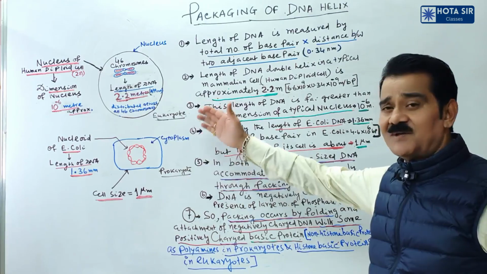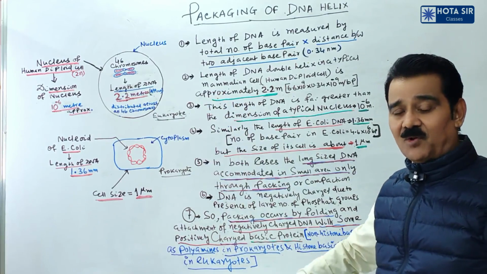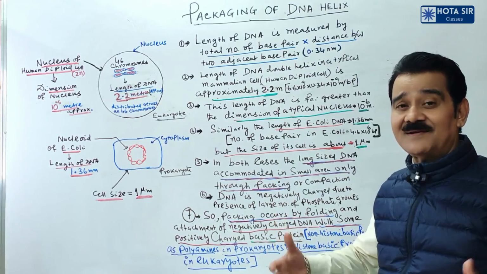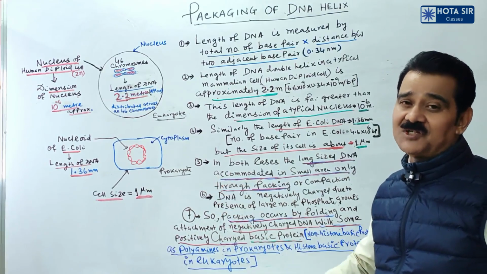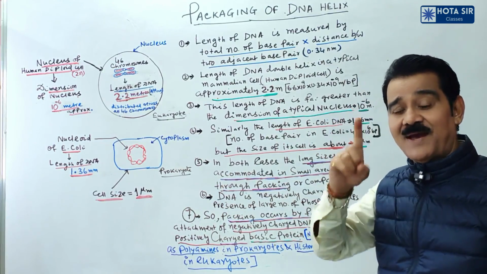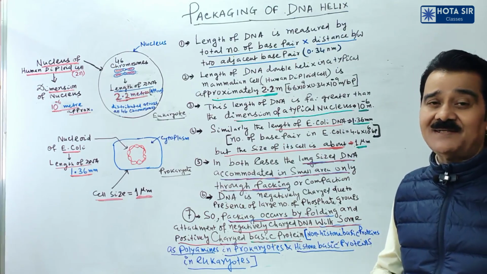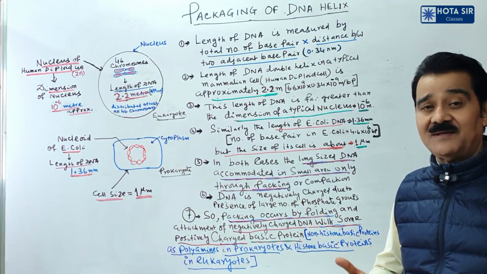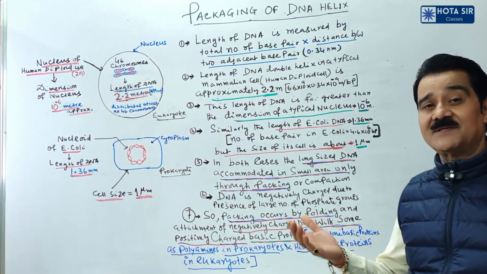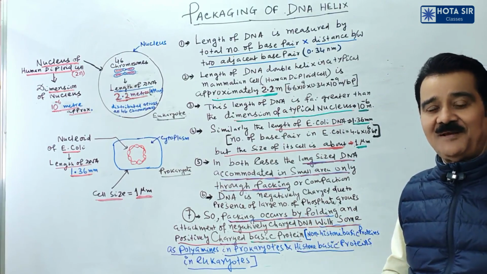Now in both the cases, my dear children, both in human diploid cell as well as in E. coli, the prokaryotic cell, the length of the DNA is far greater than the area of the cell where the DNA is present. That's why there is need of packaging of the DNA. So as because the DNA is negatively charged, the packaging by folding is done by certain positively charged basic proteins.